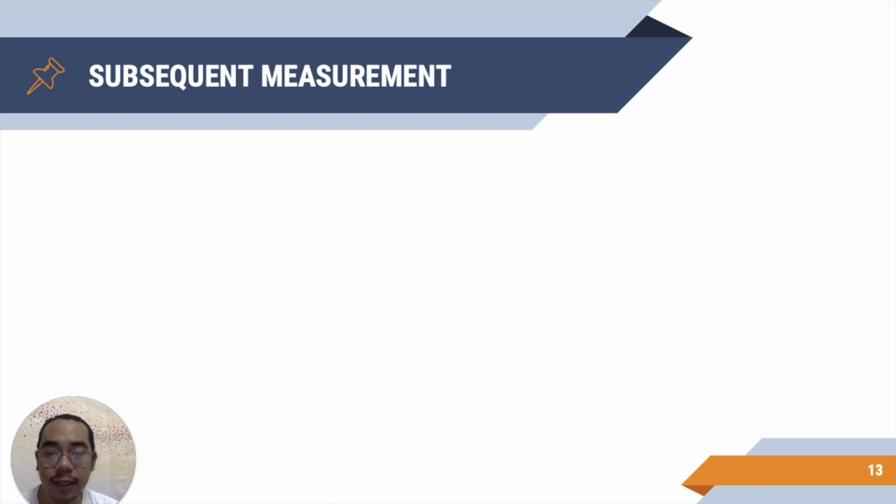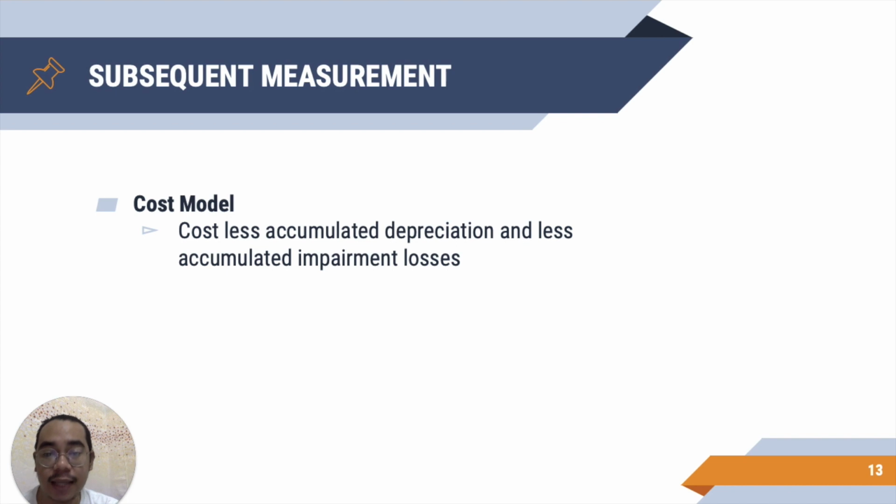So, subsequently, we measure investment property using two models. The first model is the cost model, which is very similar sa PAS 16, which is the cost less accumulated depreciation, less accumulated impairment losses. But you have the other choice, which is the fair value model. Take note, this is not the same as the revaluation model.